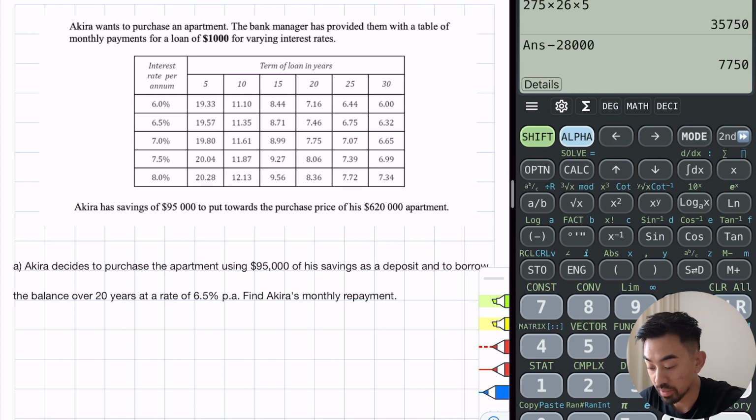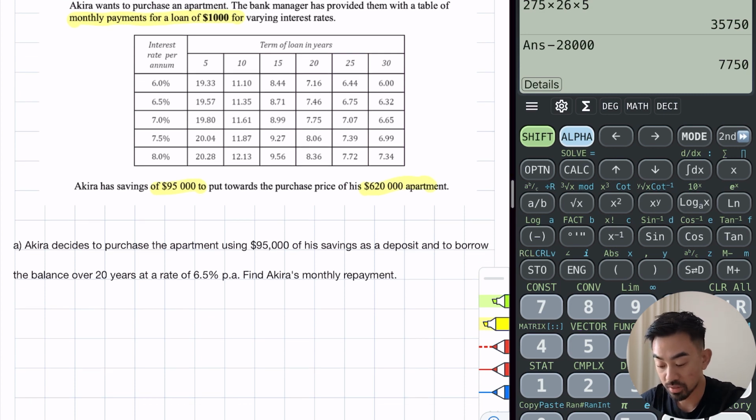Akira wants to purchase an apartment. The bank manager has provided them with a table of monthly repayments for loans of $1,000 at various interest rates. So similar to the first question we did, Akira has a savings of $95,000 to put towards the purchase price of an apartment of $620,000. Akira decides to purchase the apartment using $95,000 of his savings as a deposit and borrow the balance, so what's left over, over 20 years, at the rate of 6.5%. Find Akira's monthly repayment.